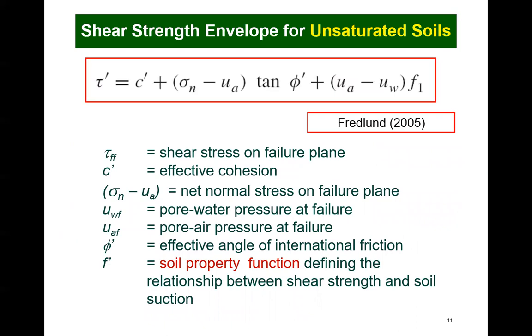Other laboratory test results associated with other research studies have shown that the relationship between shear strength and matrix suction can take on a nonlinear form as suctions pass through the air entry value and the residual suction conditions are reached. A more general and accurate shear strength equation for an unsaturated soil would be the form shown in this slide. Here, the soil property is simply left to be represented by a mathematical function f sub 1.